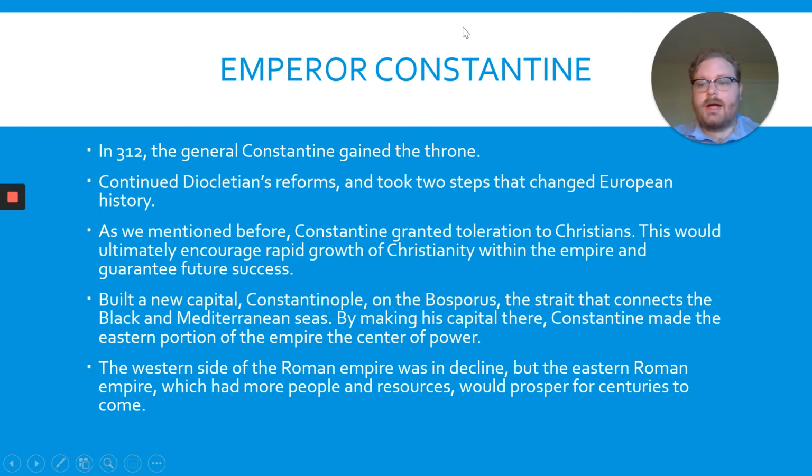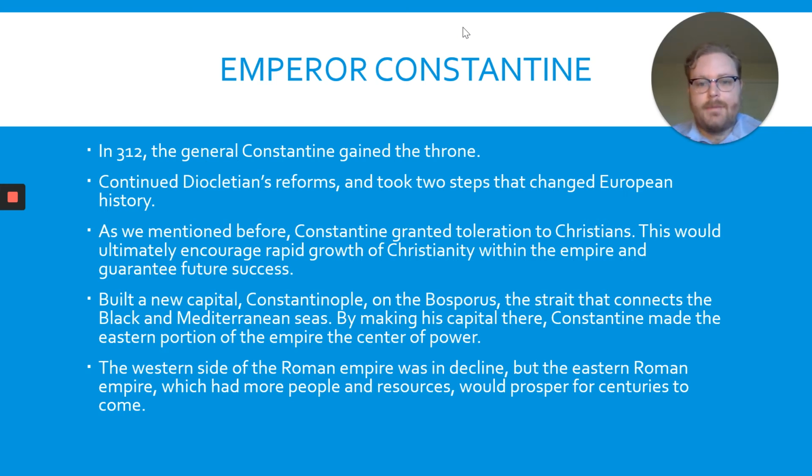All right, so next let's talk about Emperor Constantine. We talked about Constantine a little bit before. In 312, the general Constantine gained the throne. He was a pretty talented general. He continued Diocletian's reforms and took two steps that changed European history. So Constantine is a pretty important person historically. We mentioned before that Constantine granted toleration to Christians. That would encourage a growth of Christianity within the empire and ultimately guarantee future success. So, with Constantine, the days of the Christian persecution have basically started to end. He granted toleration to Christians, and now Christianity grows more and more.